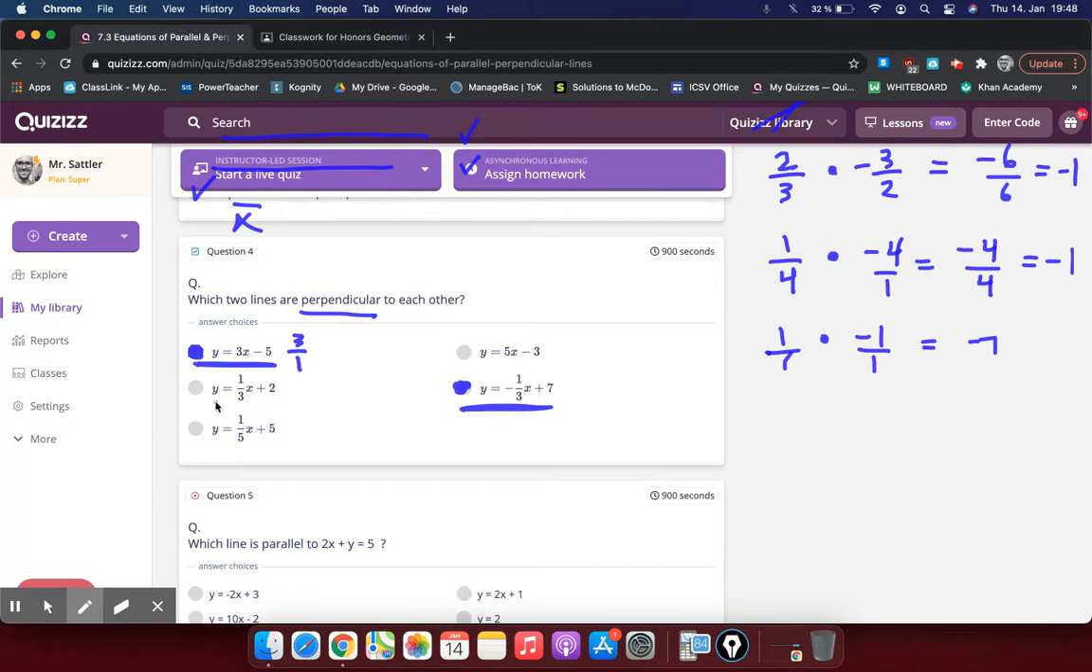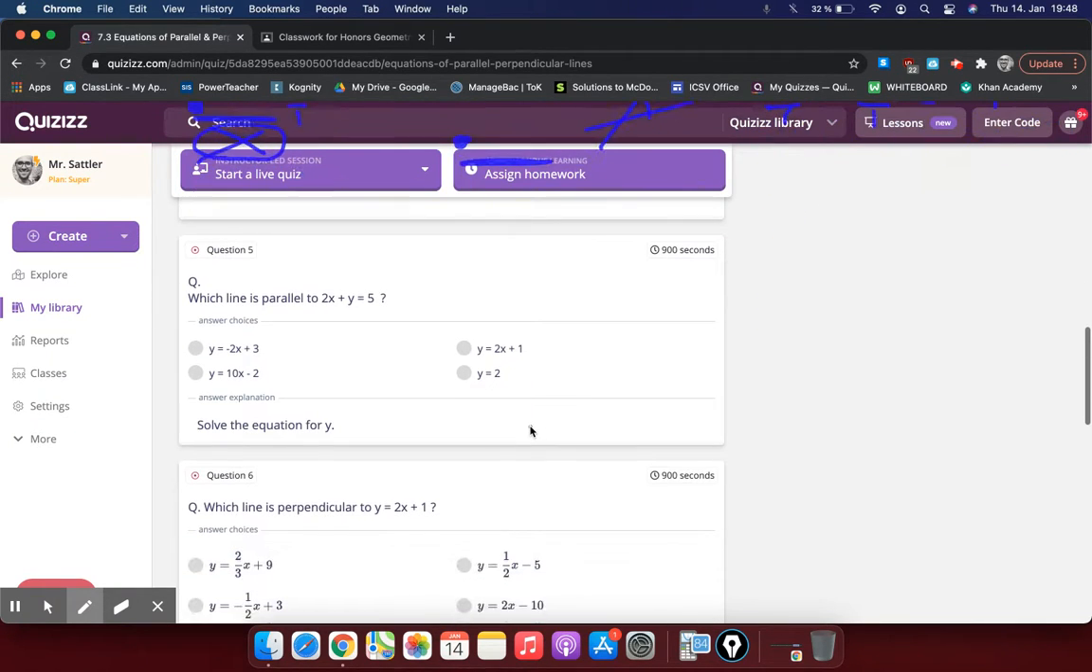1/3, some common mistake is to pick this one, but if both lines are positive, if both slopes are positive, these will not make a right angle. It'll look something like this again, and that won't be a right angle.